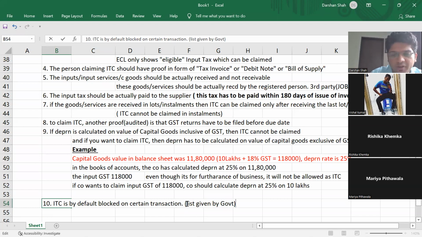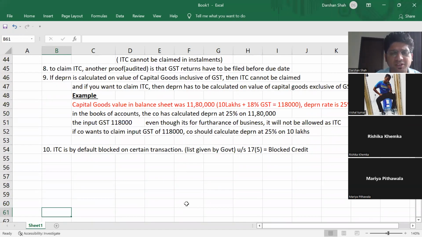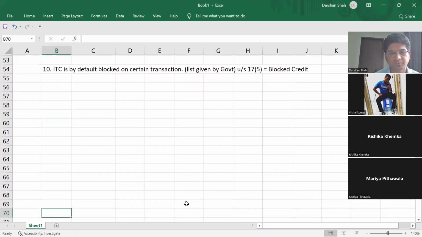Government says we are allowing you tax benefit, but on certain inputs we are not giving you ITC, even though it was for furtherance of business. So this is under section 17, subsection 5, also known as blocked credit. This list you guys will have to remember a little bit. Very easy concepts are given in the list, but eventually that is a list that you guys will have to remember.